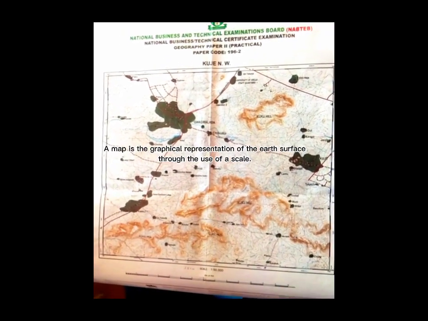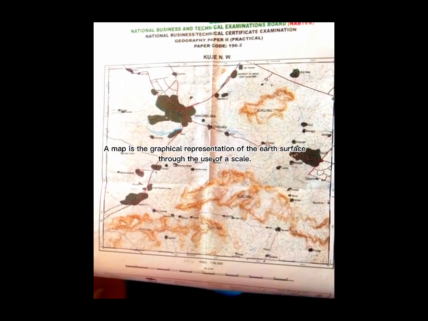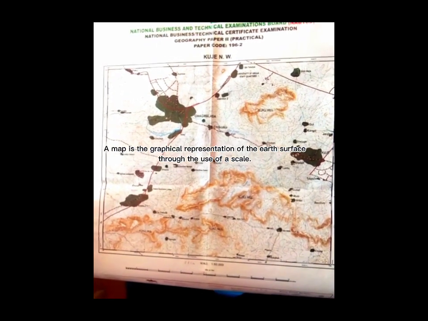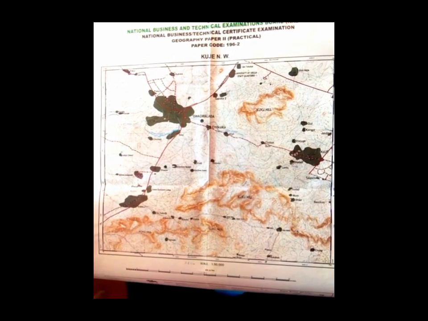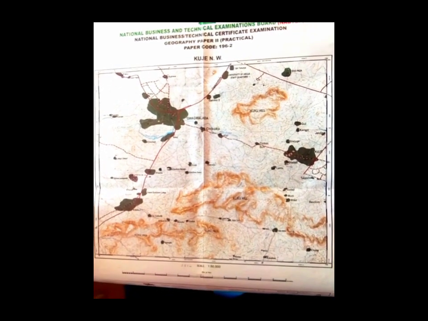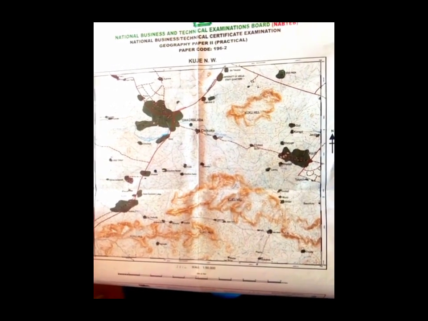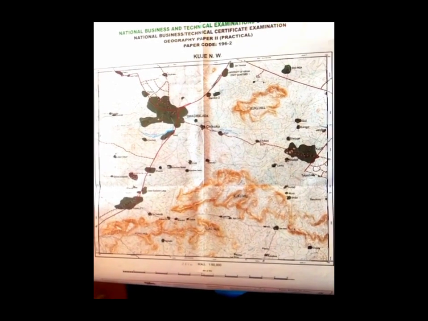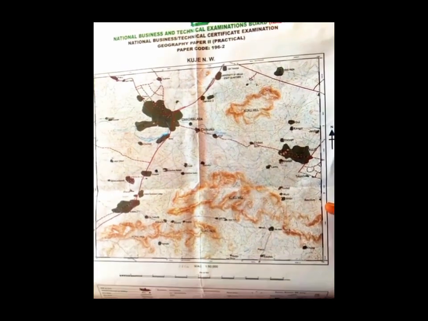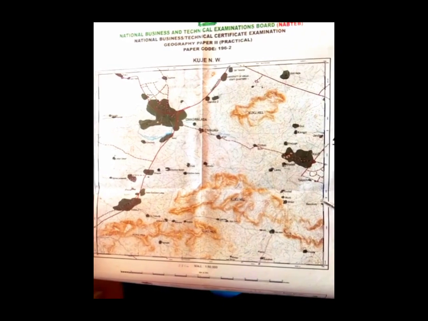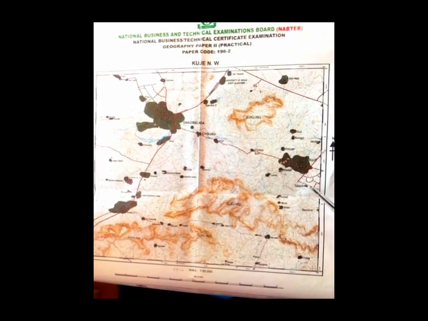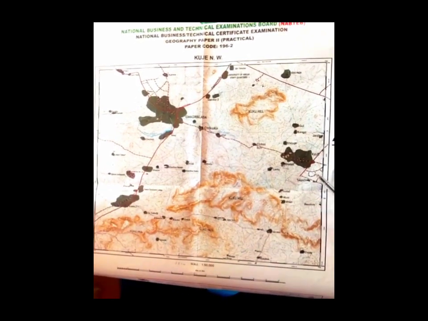A map is the graphical representation of the Earth's surface through the use of an appropriate scale. When we talk about graphical representation, it means that you can represent a map graphically. It can be on a hard copy or soft copy. So maps have different elements.